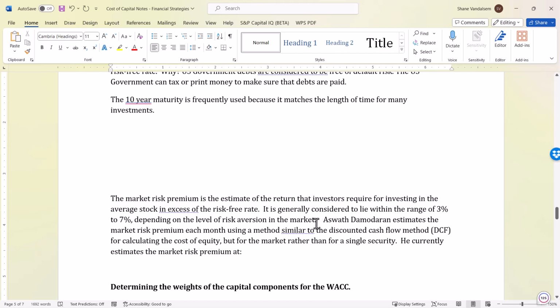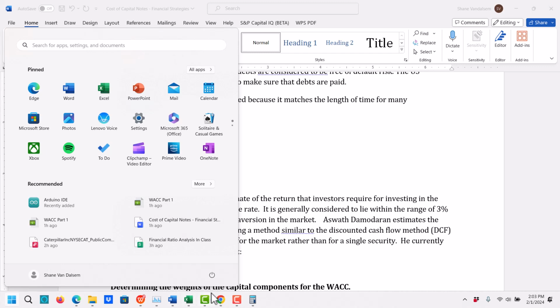Aswath Damodaran is a well-known and well-respected corporate finance expert with New York University. He estimates the market risk premium each month using a method similar to the discounted cash flow method that we talked about before for calculating the cost of equity. But he calculates it for the market rather than for a single security. He currently estimates the market risk premium at, in fact, he uses multiple different methods, and I will just pull that up really quick here.